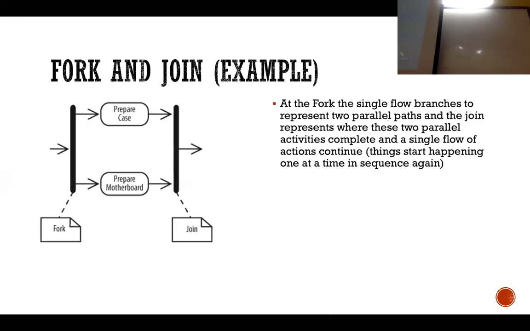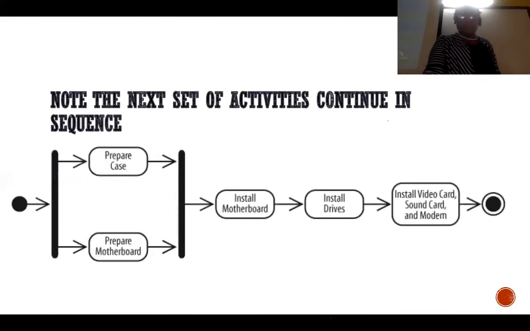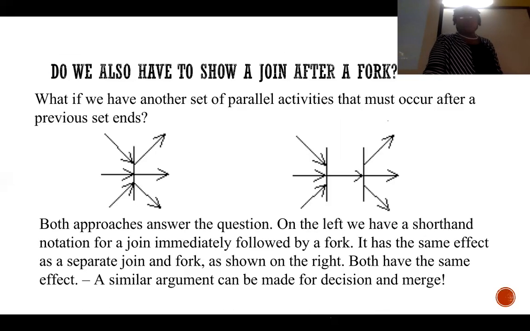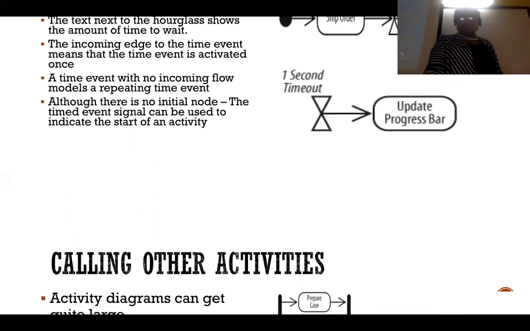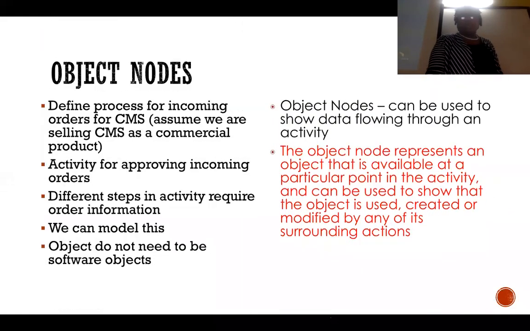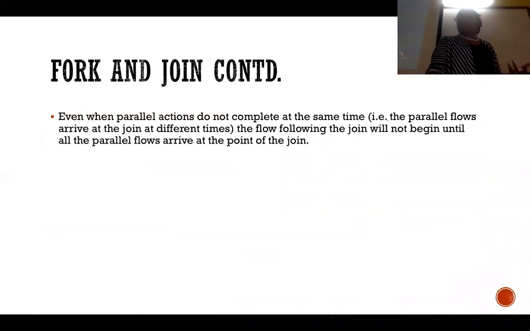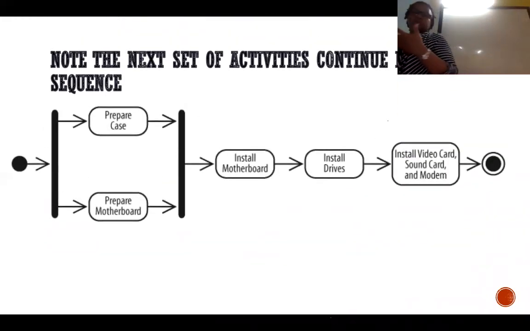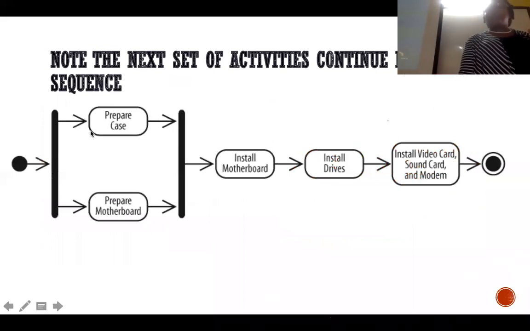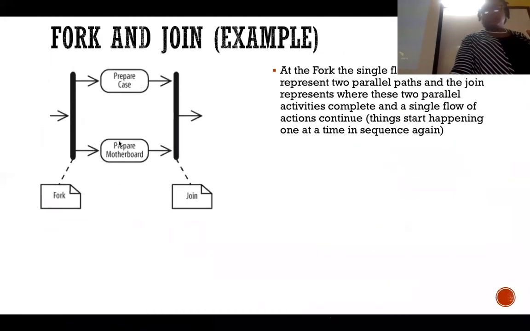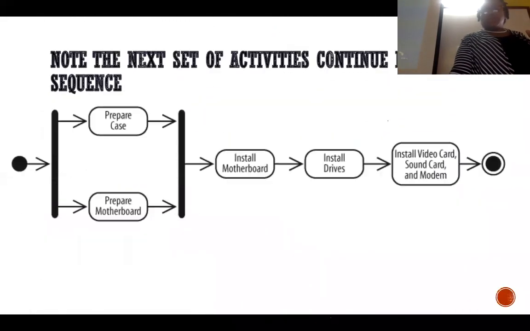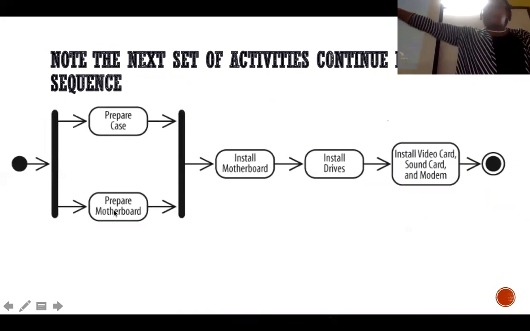Remember that a flow can have many steps in it. When you do the activity diagram, a particular flow, like right here we have prepare case, you're only seeing one action. Are you seeing the second slide in the fork and join example? It shows prepare case and prepare motherboard after a fork, and then you have some other activities.